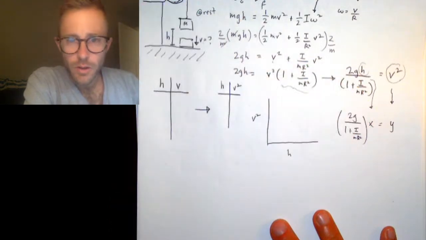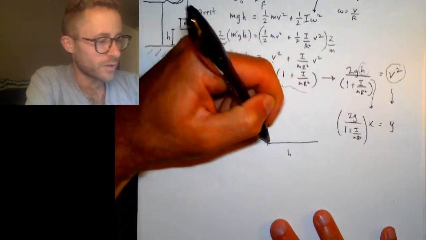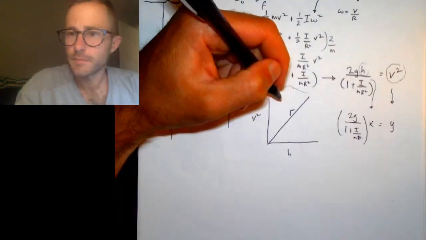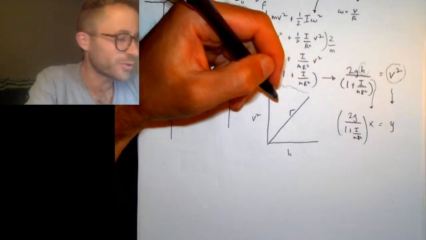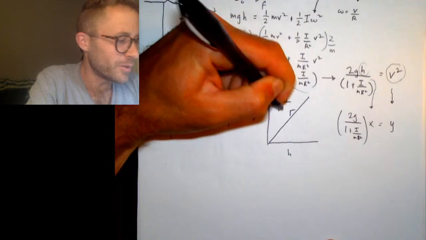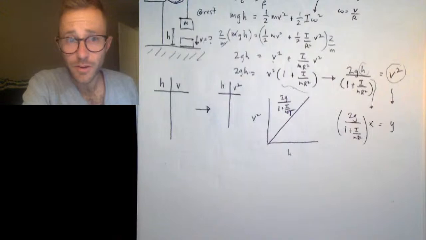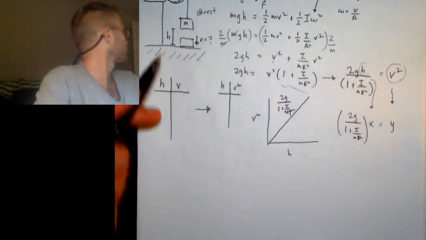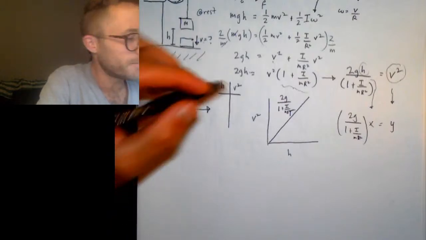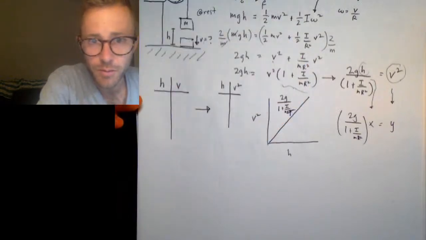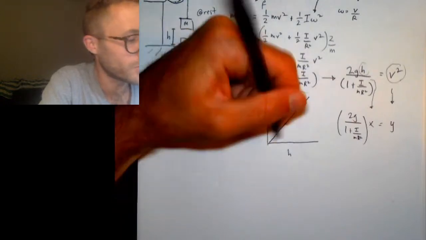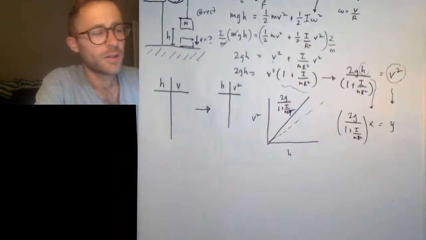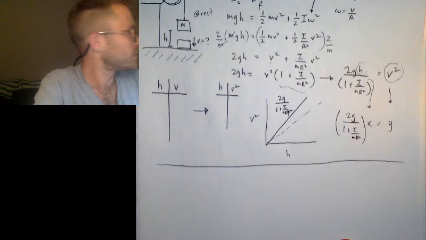All right? And so that means that this is going to look like a straight line, and the slope of that straight line is theoretically 2g over 1 plus I over mr squared. Now, as I said in previous lessons, usually friction plays a role in these types of problems, and so you end up getting a speed that is slightly smaller than what you would expect, and so probably you would get a slope that is smaller than the theoretical slope. Okay, so that's one example of an experiment you could do with rotational dynamics.